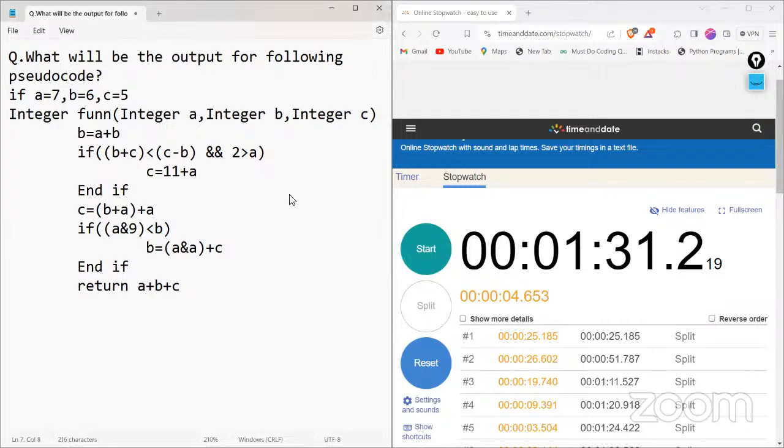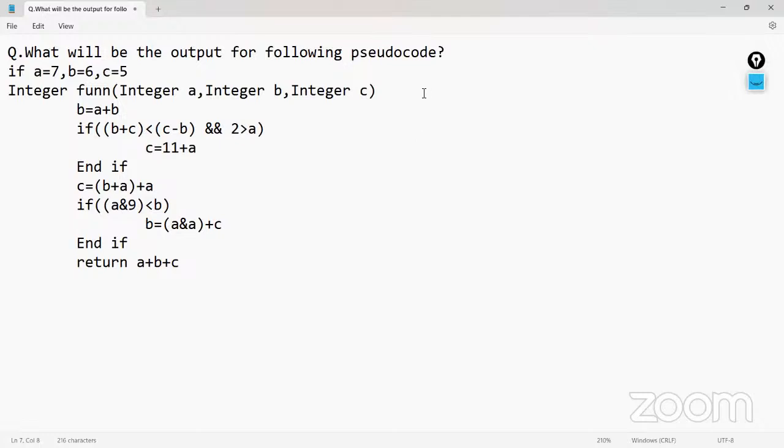Let us calculate and try to understand what the answer will be. This function is going to be called with the values 7, 6, and 5. So A is 7, B is 6, and C is 5. Remember, guys, I will tell you the hack to solve this.